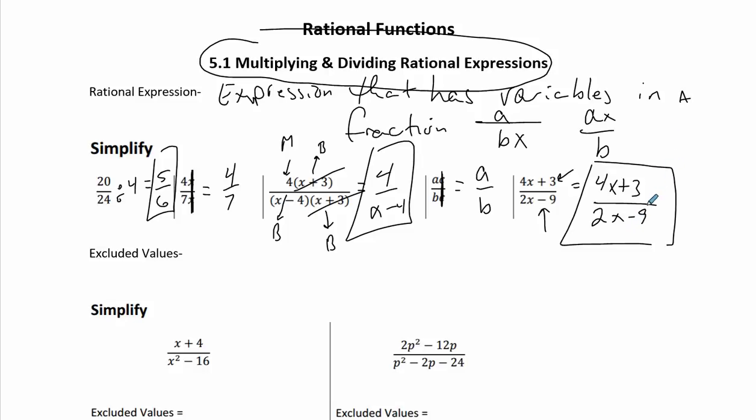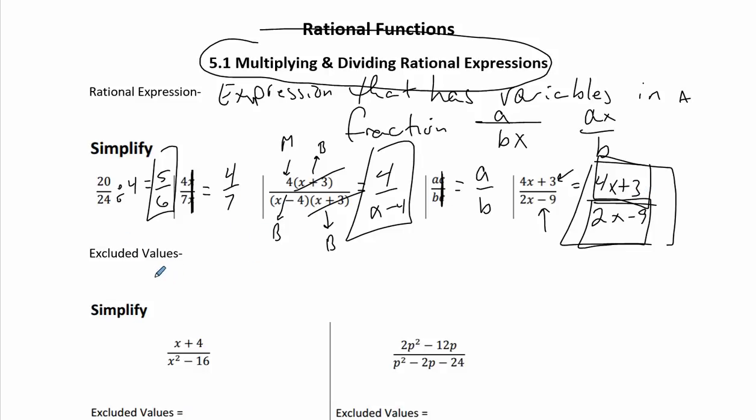What some of you are going to do is say, well, I have x's and they can both be divided by 2, and then I have a 3 and a 9 and they can be divided by 3. No, you have to divide the whole thing by the whole thing. I can't pick and choose numbers from each separate term. These terms go together. 4x plus 3 go together. It's not separate. You have to divide them by the same thing, top and bottom.